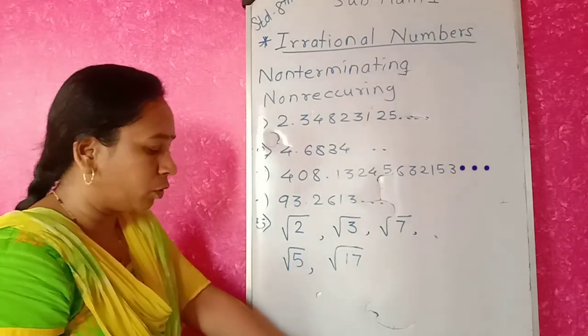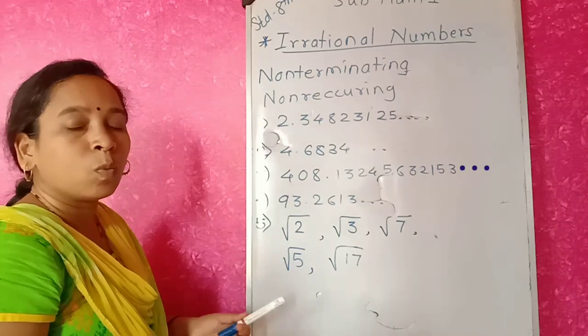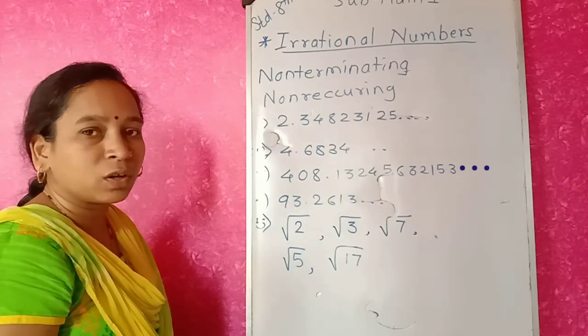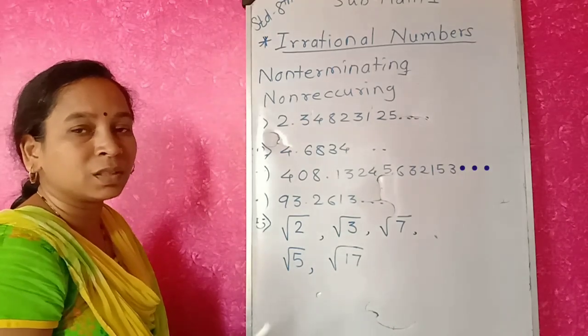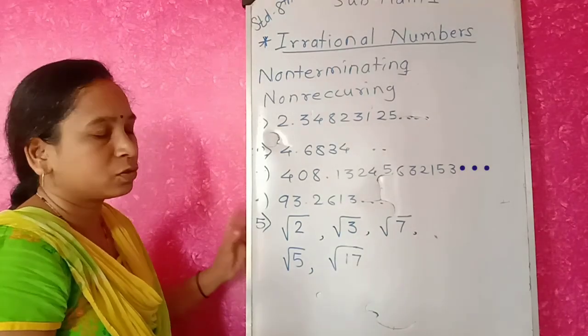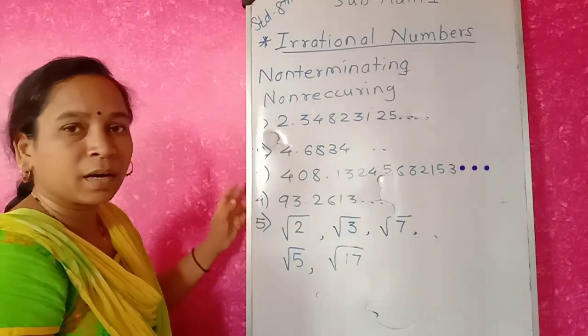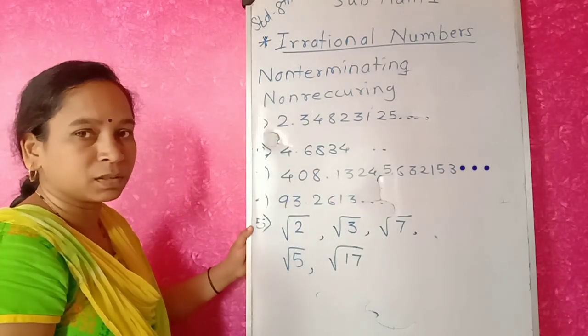So in this video we have studied rational numbers and irrational numbers. What is the other definition of rational and irrational numbers? What is the difference between them? Those we have studied in this video. I hope you have understood the difference between rational and irrational numbers.